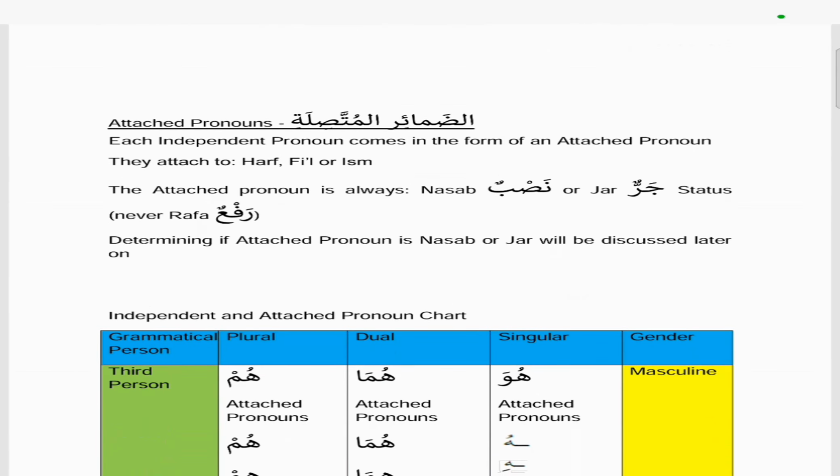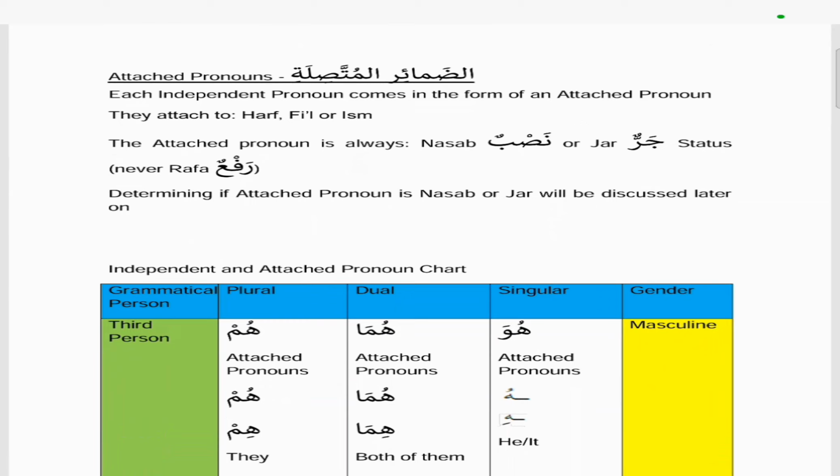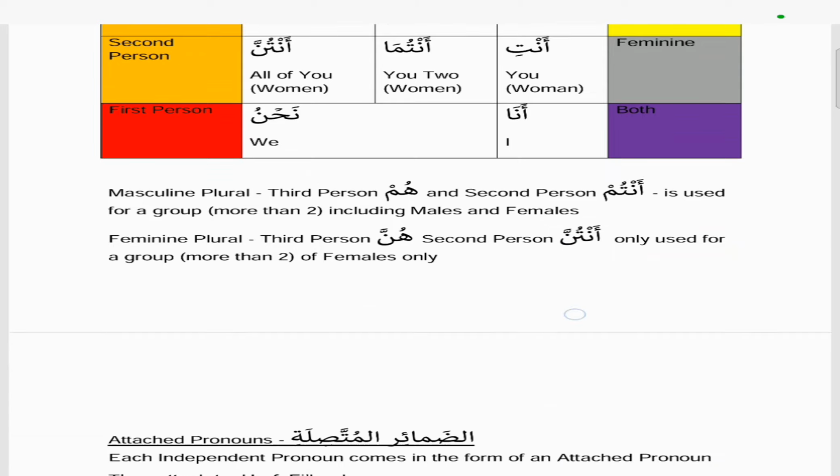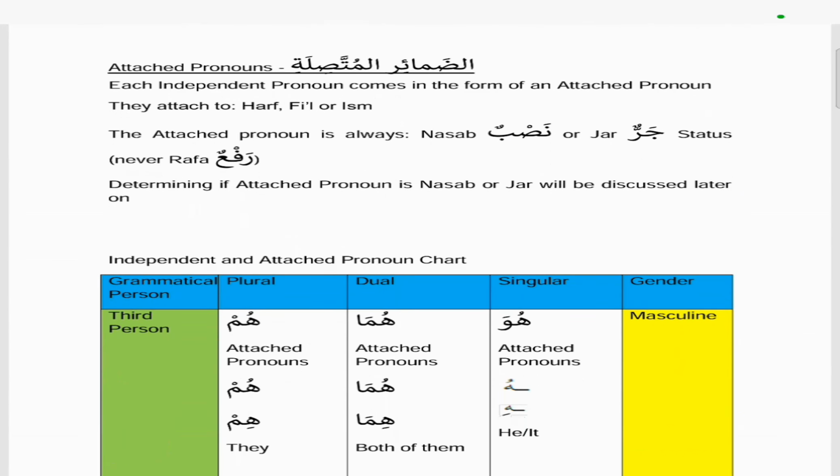Now if you move to attached pronouns, the first was independent, and then you have an attached pronoun. Each independent pronoun comes in the form of an attached pronoun. So every independent pronoun in this chart has a form that it can take as an attached pronoun. And they attach to a harf, a fi'l, or an ism. So they can attach to any one of these three. Now the attached pronoun is always nasab or jar in status. It can never be rafa. Only the independent pronouns are rafa. But when you convert the independent pronoun to an attached pronoun, it can only ever be jar or nasab. Determining if the attached pronoun is nasab or jar will be discussed later.